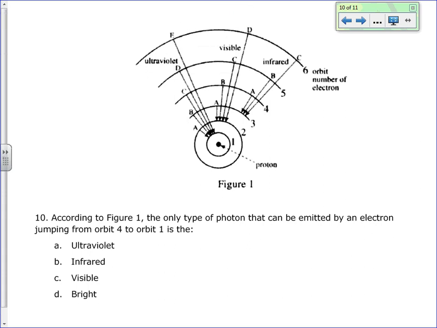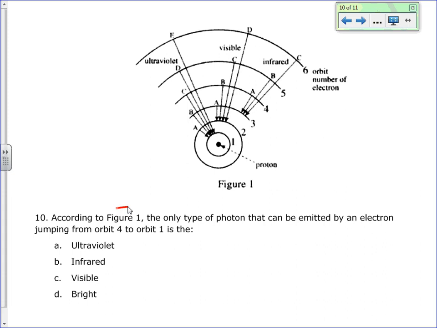All right, if you're pressing play right now, that means you are ready to go through questions 10, 11, and 12. So question 10, according to figure 1, the only type of photon that can be emitted by an electron moving from orbit 4 to orbit 1 is the... Now again, this is still filling in the second half of the sentence to make it true. Well, in this case, the second half of the sentence is only one word. But still, you're filling in the sentence to make this true.